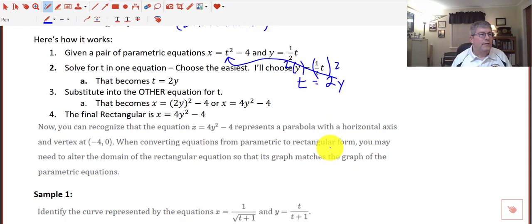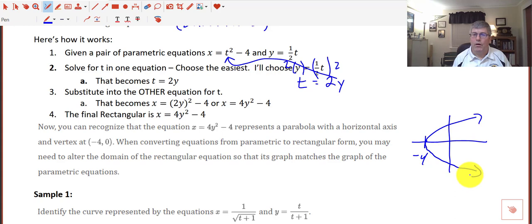So what does that mean? Now we can recognize that x equals 4y squared minus 4 represents a parabola with a horizontal axis and a vertex at (-4, 0). It is a parabola that opens to the right and has a vertex of -4. It's a parabola that looks something like that.